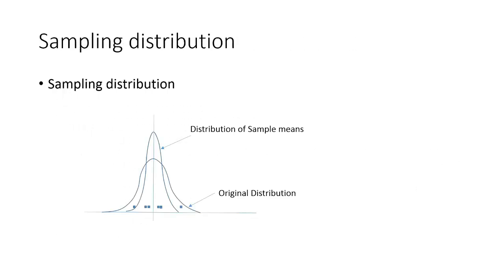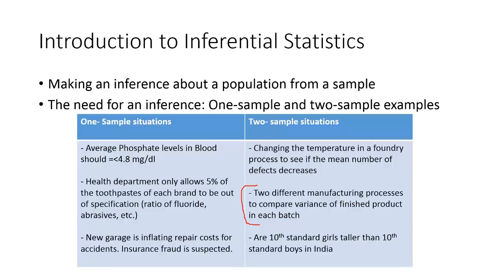So for instance, in the fluoride case, the null hypothesis could very well be, let me erase this, the null hypothesis could very well be that you have less than 4.8 mg per dl. So the null hypothesis is that the actual phosphate levels, the average phosphate levels in blood for person X, is less than or equal to 4.8. And so the alternate hypothesis would be that it's greater than 4.8, right?